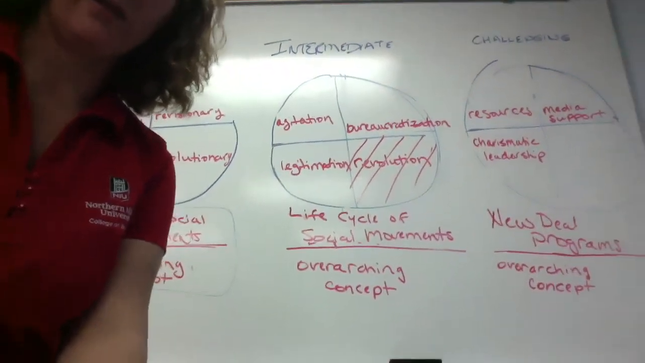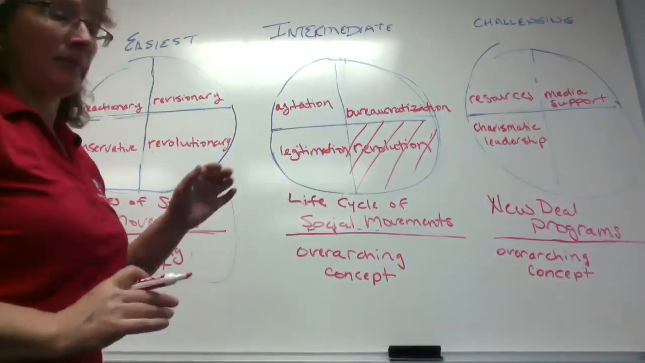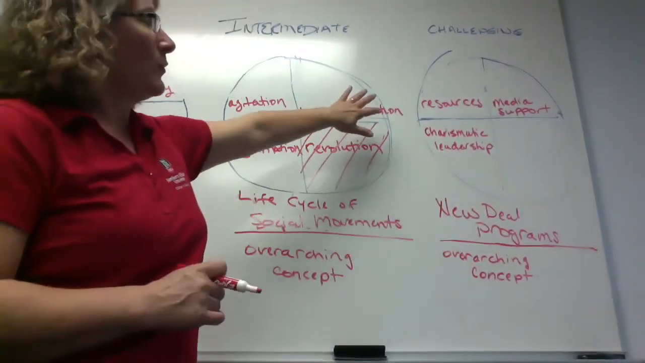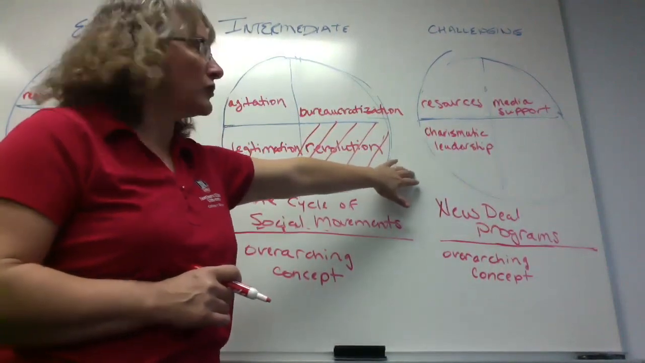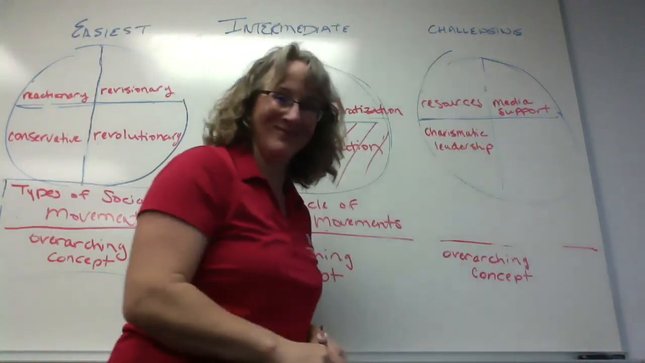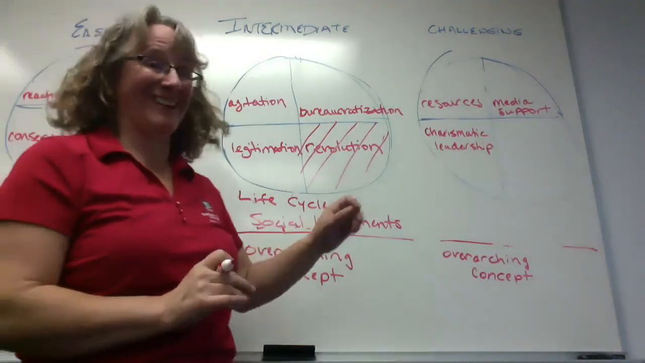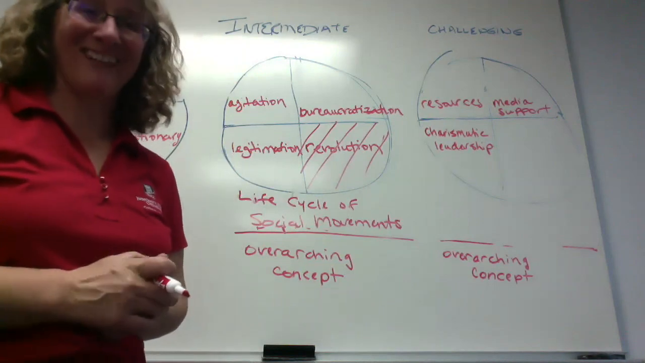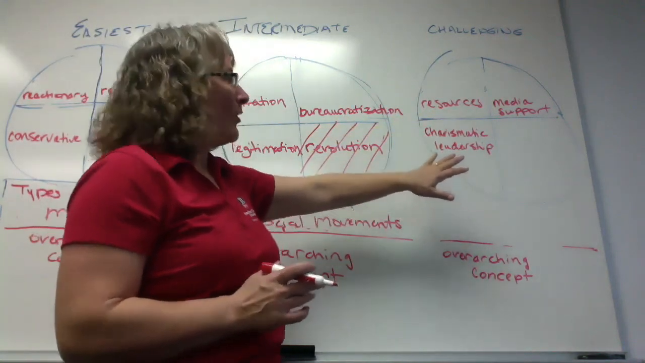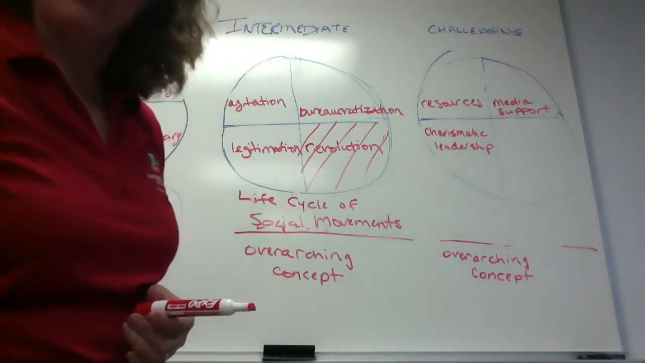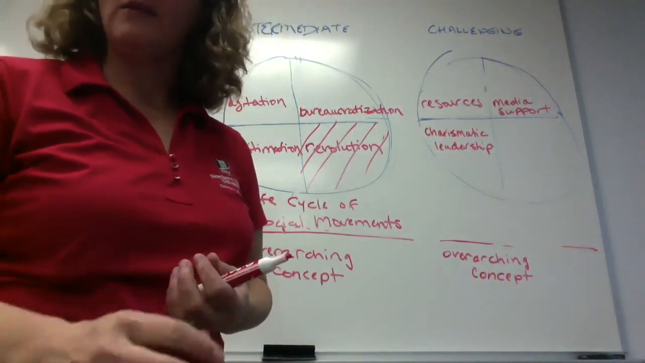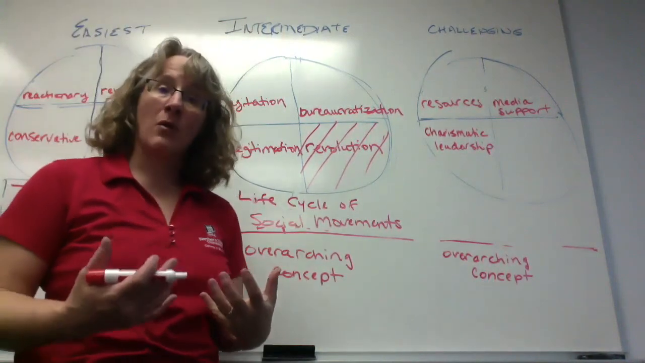Now our third level, the more challenging one, is where we have one quadrant that is left open. In this one, we have resources, charismatic leadership, and media support. Now, oops, left over from previous example. Sorry, New Deal is not related to these particular categories. So resources, media support, and charismatic leadership. Now, all of these are elements of a particular theory related to social movements, and that is the resource mobilization theory.